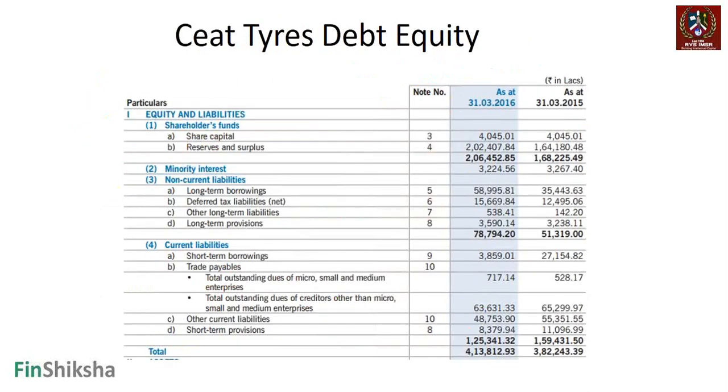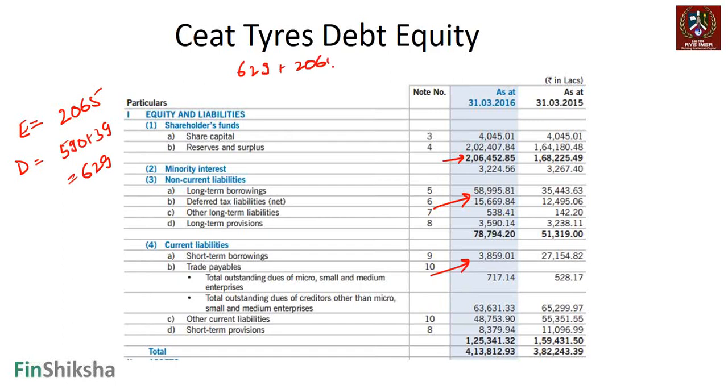Now, if you look at CEAT Tyres, on the other hand, these numbers, remember, are in lakhs now. Your equity component, if I convert it to crore once again, is going to be 2064 or 2065 rounded off. Your debt component is 589 and short-term borrowings is 38, right? 38.59. So let's put that as 39 and 590. So 590 plus 39, that's 629, right? So total capital is 629 plus 2065.